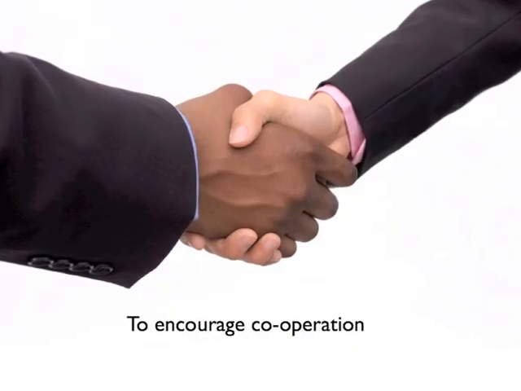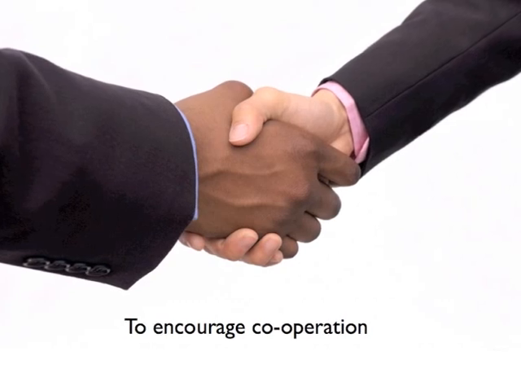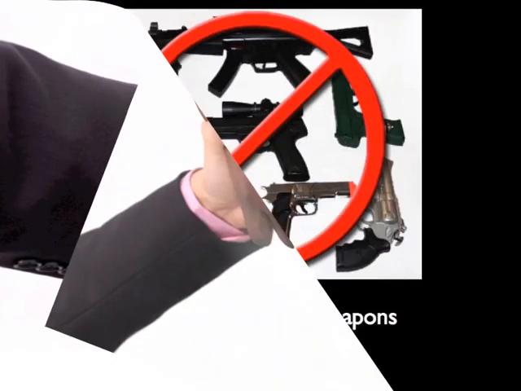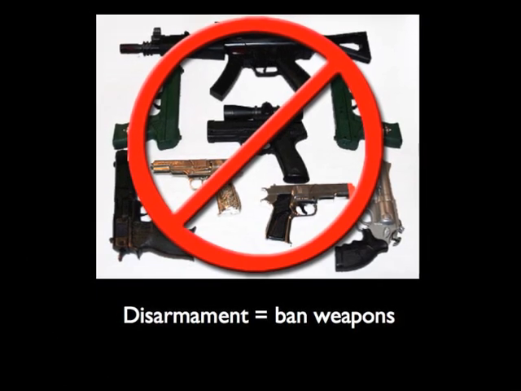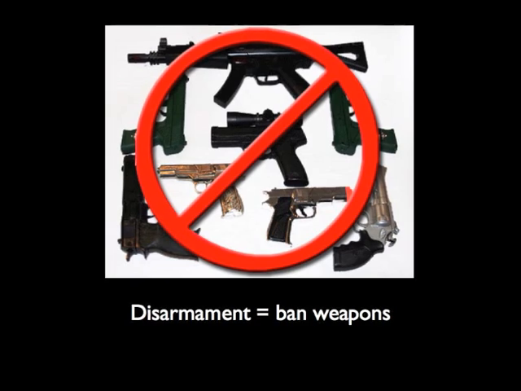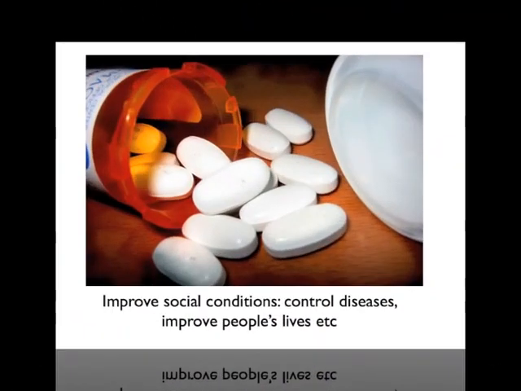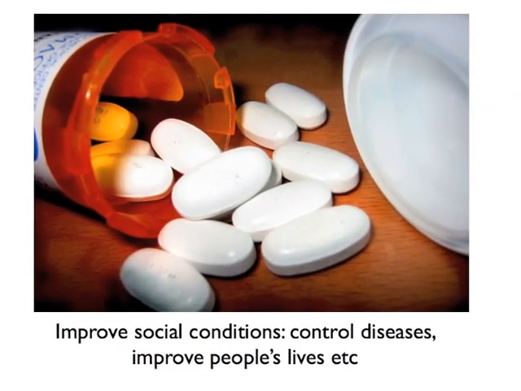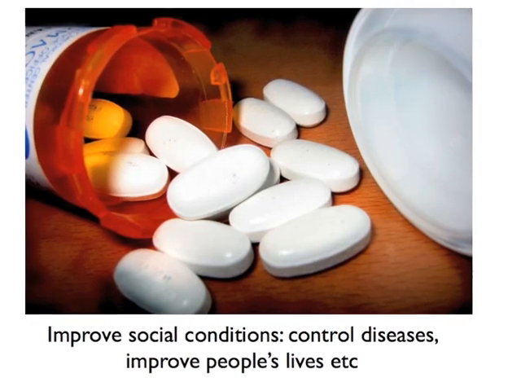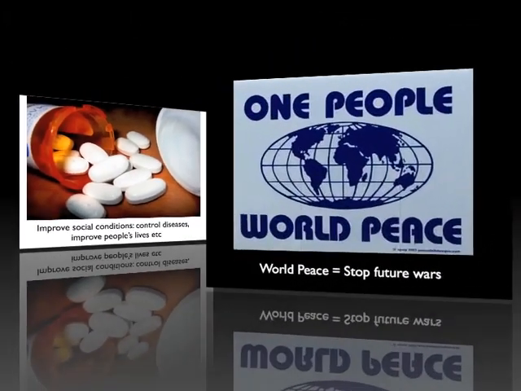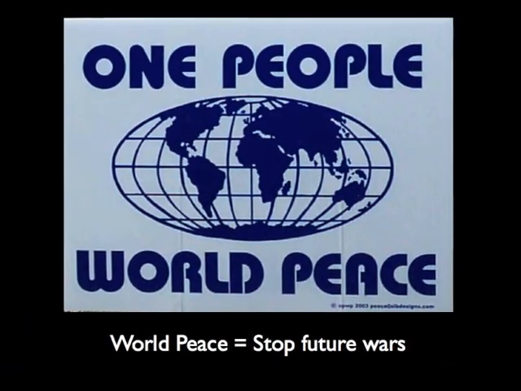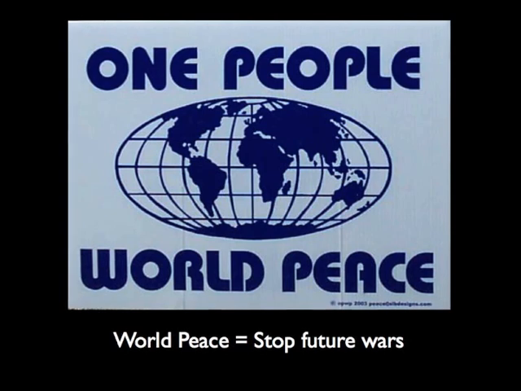Firstly, to encourage cooperation amongst the world's countries in order to prevent any future wars. Secondly, disarmament. The idea was to try and disarm the world's countries of weapons. Next was to improve social conditions. This meant trying to cure diseases, improve working conditions, and so on. And finally, the League's main aim was world peace, its aims being too ambitious.